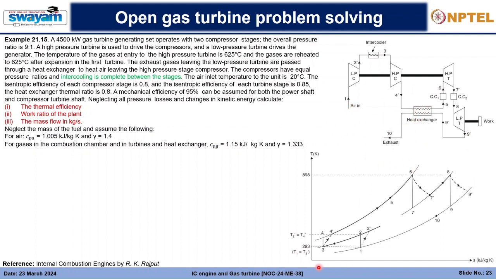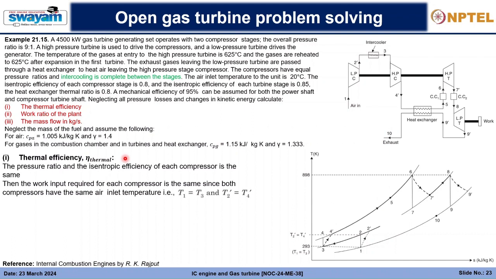finally it is released to the ambient. So here T6 to T7 dash is basically the process happening in the high pressure turbine, and then 8 to 9 dash is in the low pressure turbine. And from 9 dash it is going to 10, so it is losing that amount of heat, while supplying that amount of heat to T4 dash to T5.